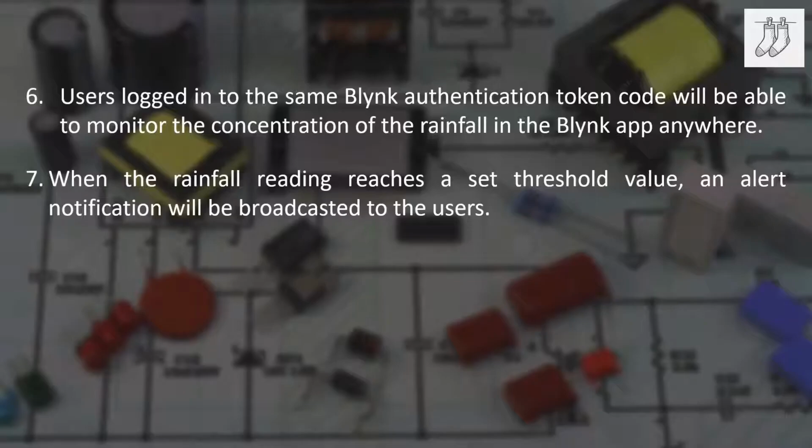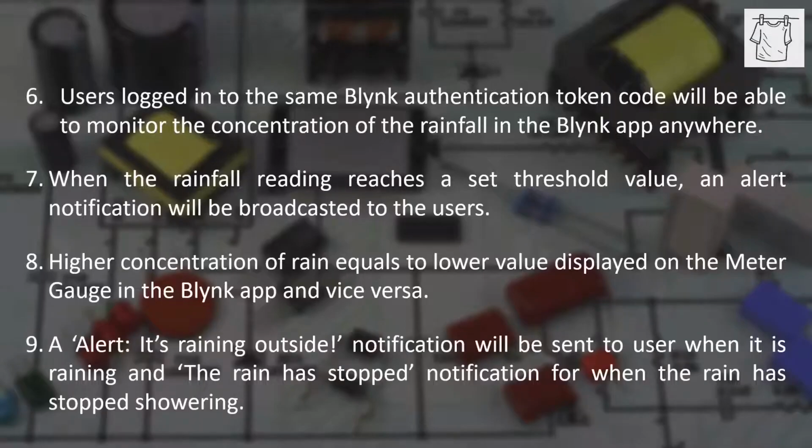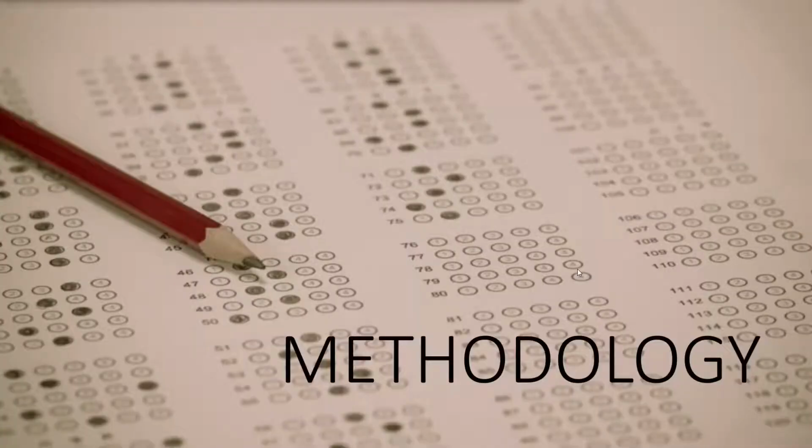So when the rainfall reading reaches a set threshold value, an alert notification will be broadcasted to the users. Higher concentration of rain equals a lower value displayed on the meter gauge in the Blink app, and vice versa. An alert notification will be sent to the user when it is raining, saying it is raining outside, and when the rain stops, it will send the rain has stopped notification to the users.